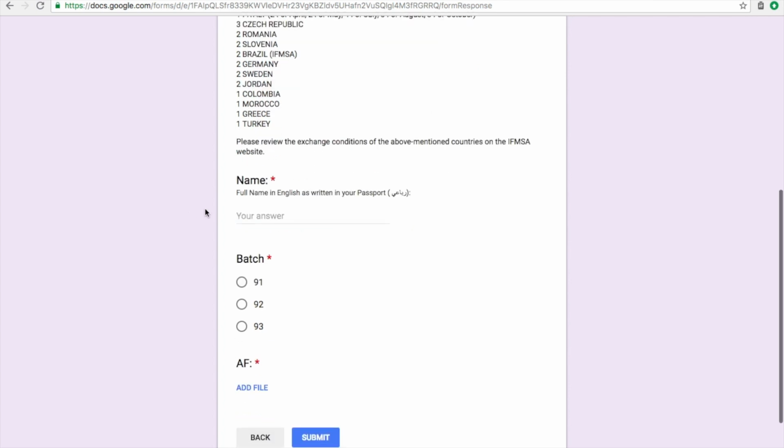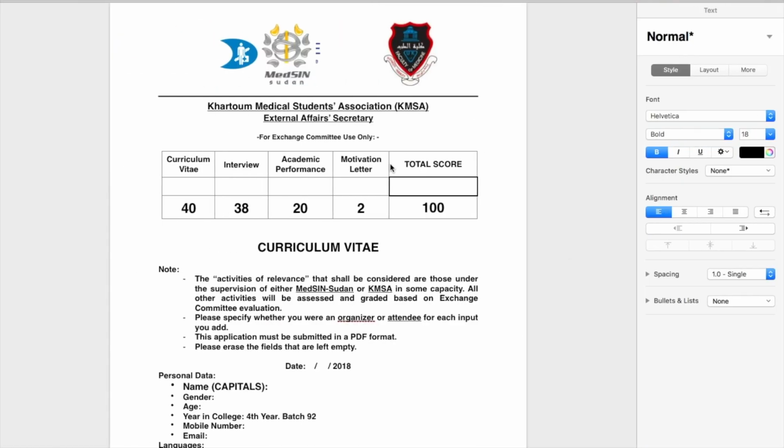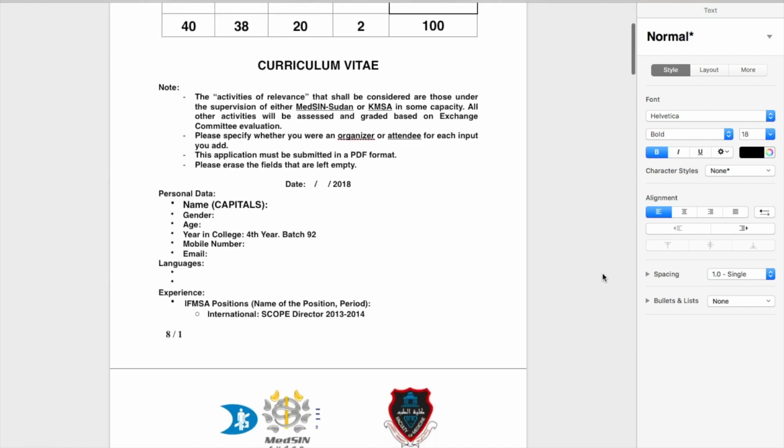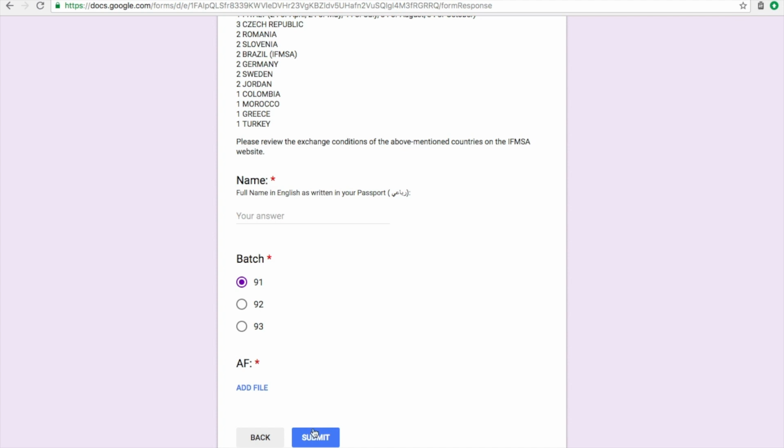So type in your name, and your batch number. Only batches 91 to 93 can do this. And in AF here, add file, and the file you'll add is the application form that we've just filled in together. Save it as PDF if you can, and add it here. You press submit, and you'll move on and finish the whole application form, and that would be it.